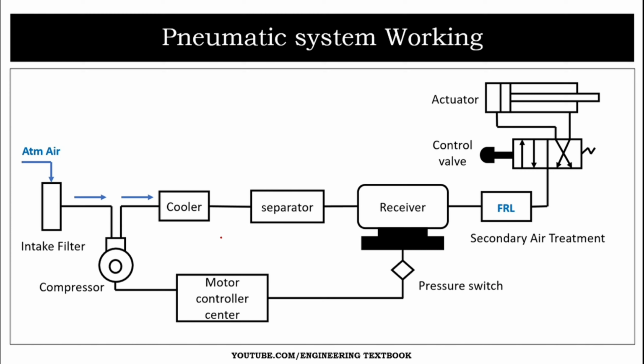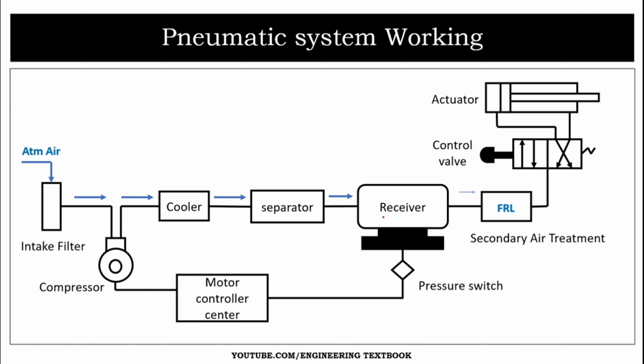After that, the air is passed to the separator to remove the moisture, or the water vapor, from the air. Further, the air which is cooled and separated is transmitted and stored within the receiver tank.